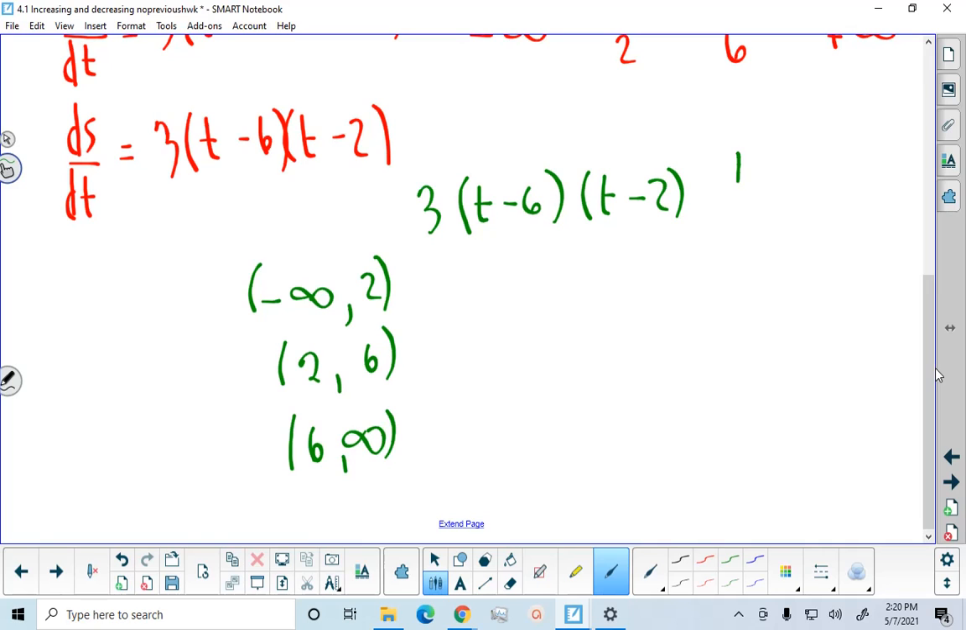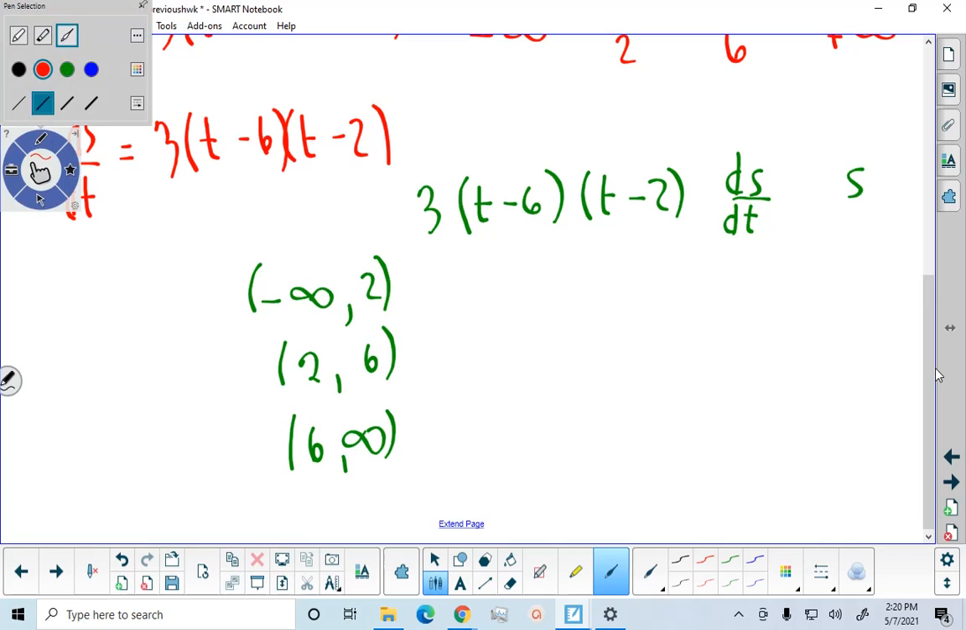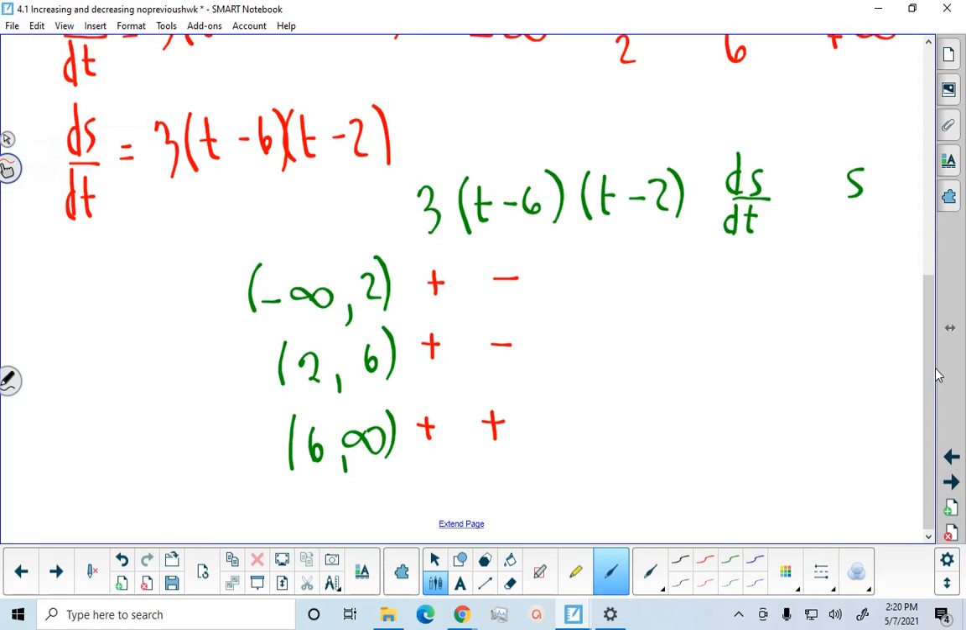Then I can put a column for ds/dt, and then a column for s. I hope most of you realize that that factor of 3 is totally unnecessary. It doesn't add anything to our knowledge in this chart, but I am going to put in the 3 anyway. 3 is positive everywhere. 3 is a positive number. It doesn't matter what t is. t minus 6 will be negative until it passes the 0 of t minus 6.